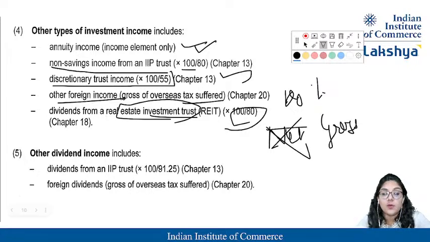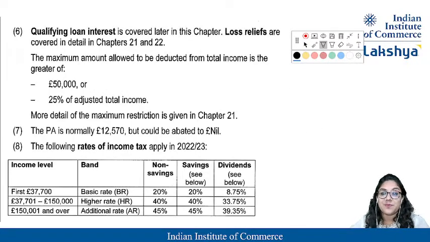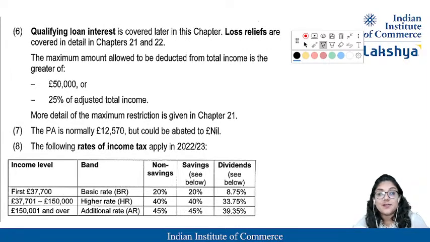Other dividend, if you are getting any dividend from the trust, please reduce this. This 91%, 80, 55. You need to remember these things, which is important. Now, let's see what the qualifying interest loan is.